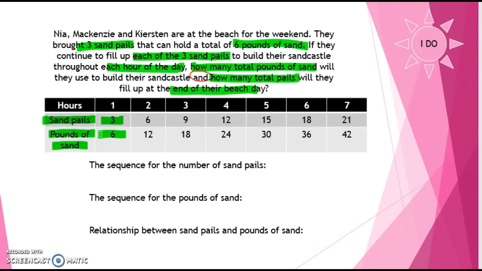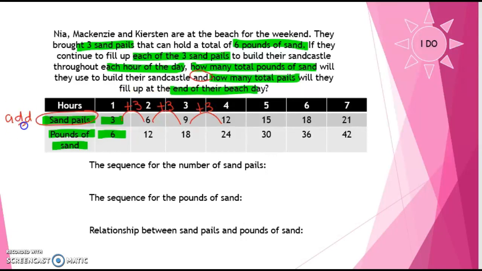So, in order to find our rule, our sequence rule, we need to look at just the sand pails first. And we're going to look from 3 to 6, from 6 to 9, 9 to 12, and so on. And if we're skip counting, I want you to think to yourself, 3, 6, 9, what are we counting by? Okay, we're counting by 3. So the rule here is going to be add 3 each time for the sand pails.